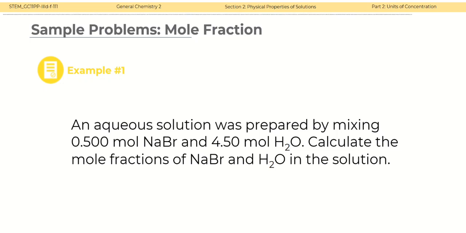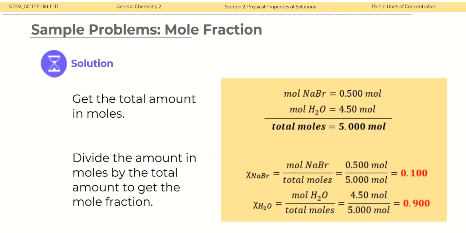Example number 1. An aqueous solution was prepared by mixing 0.500 moles sodium bromide and 4.50 moles water. Calculate the mole fractions of sodium bromide and water in the solution. Solution. Get the total amount in moles. Divide the amount in moles by the total amount to get the mole fraction. For sodium bromide, the mole fraction equals 0.100 while the mole fraction of water is 0.900.